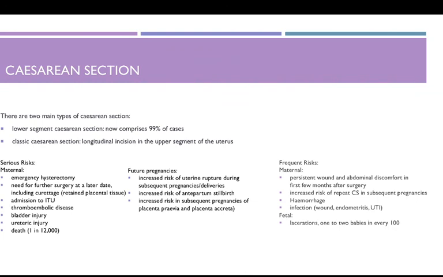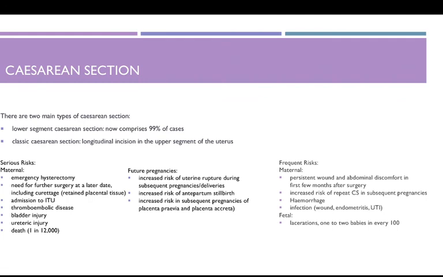Okay, so C-sections. There are two main types: lower segment C-section and classic Cesarean section. Classic Cesarean section is very rarely seen nowadays. Lower segment C-section is what makes up like 99% of cases. I've outlined the serious risks of C-sections, which are less common, and I've also outlined some frequently seen risks.